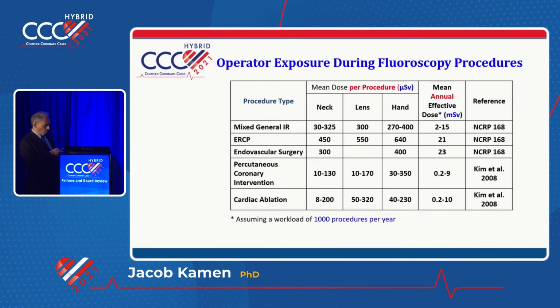Now, if you look at this slide, it's very important. I summarized many millions of pieces of information about exposure during fluoroscopy to the operator. Operator means you. If you look at all these procedures, neck, lens of eyes, hand, this is per procedure, this is annually, and when they say annually, they assume 1,000 procedures per year. So this is a very good slide if you want to have some idea how much radiation you get annually per year. And these are the authors and these are the references.